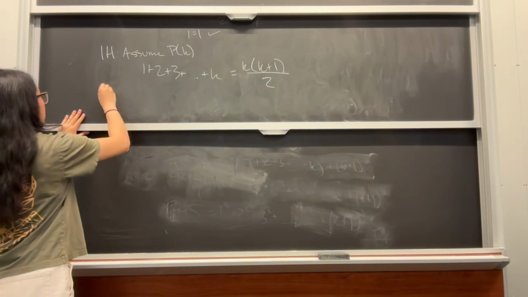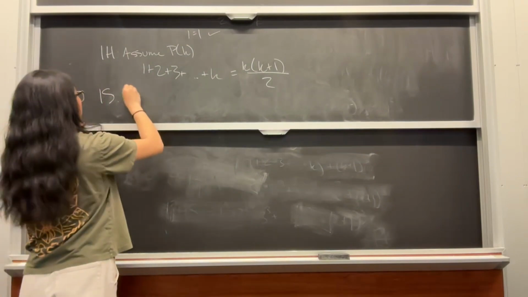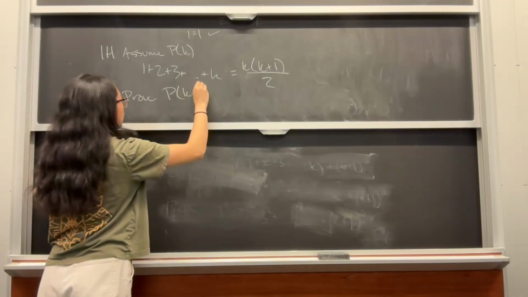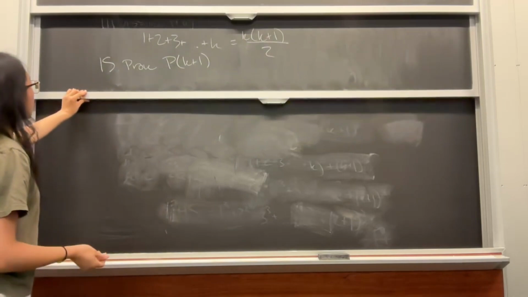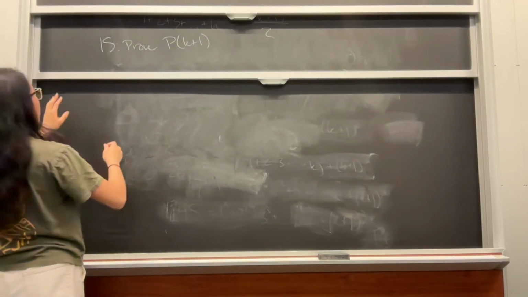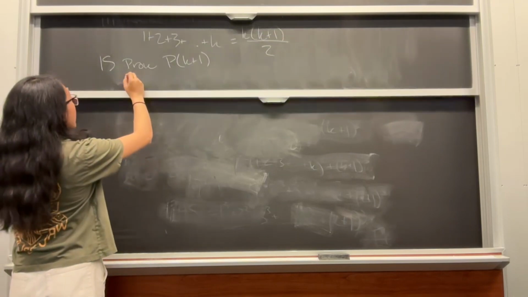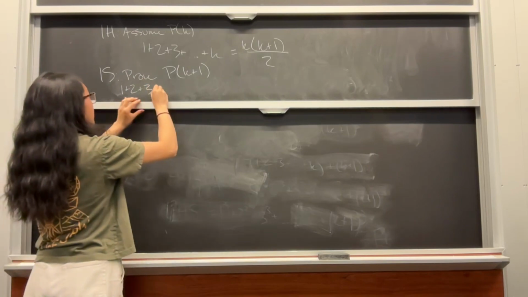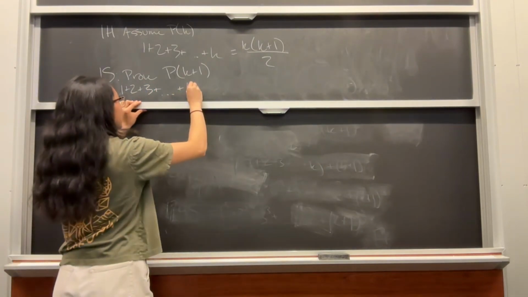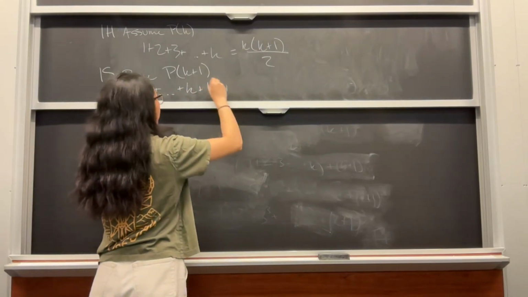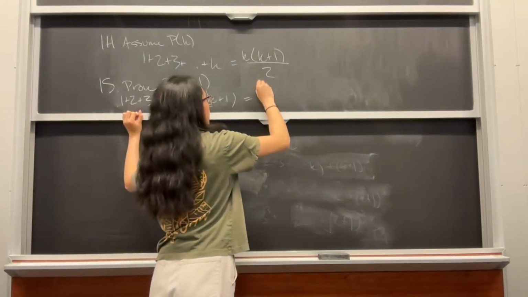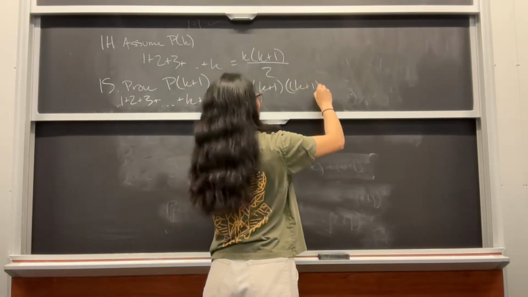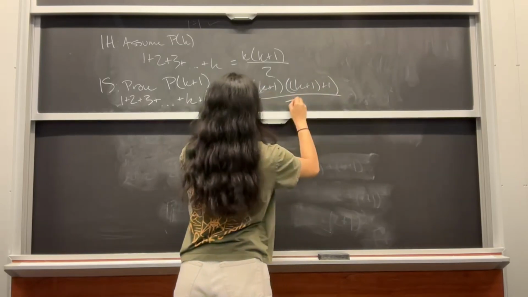And then for our inductive step, we are going to prove directly P(k+1). For our inductive step, we're going to plug in k plus 1 into both the left-hand side and the right-hand side of our claim. So 1 plus 2 plus 3 plus ... plus k plus 1 equals (k plus 1) times (k plus 1 plus 1) all over 2.